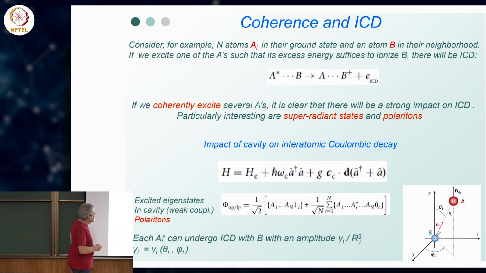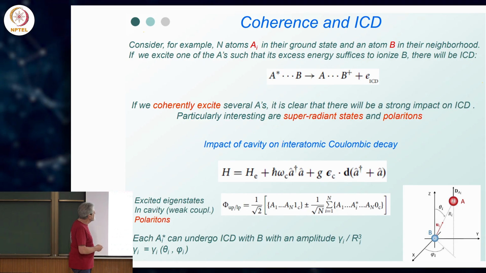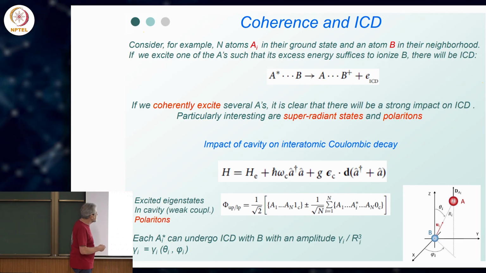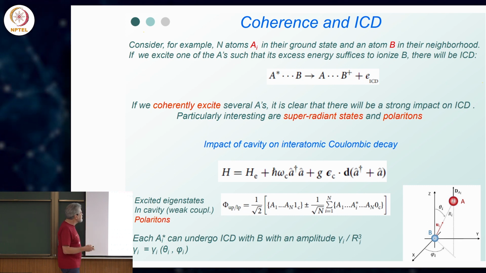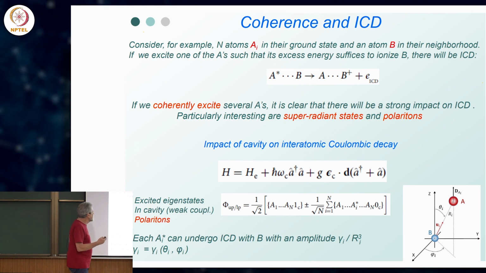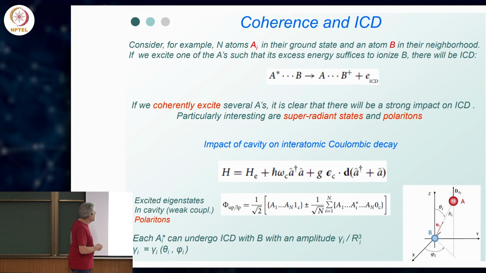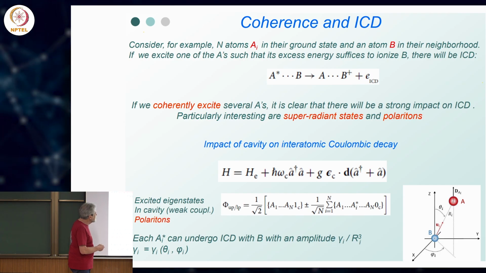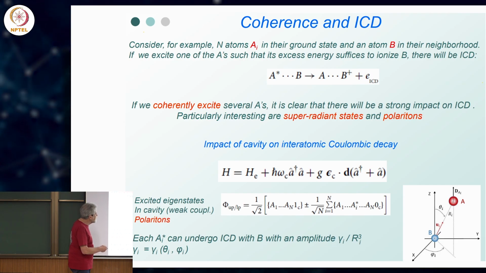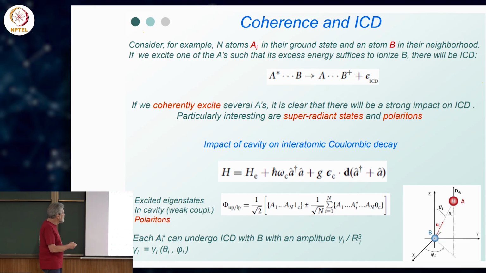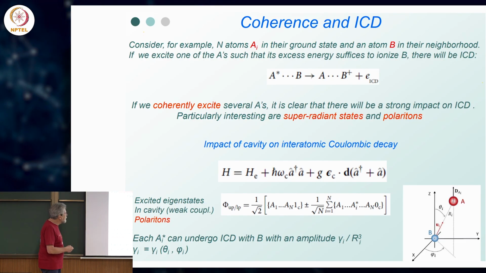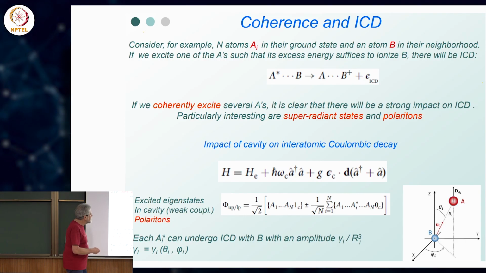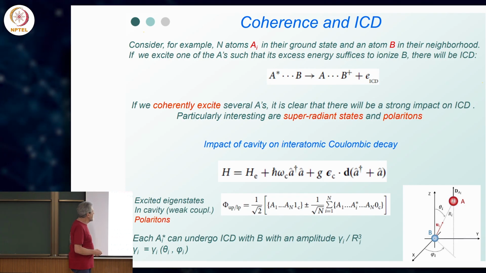Now, if I have A excited and a B, let's say they are all atoms. It's for coherence much simpler to discuss atoms than molecules, because the nuclear dynamics decoheres a lot and it becomes more complicated. If A star has enough excess energy to ionize B, so it goes to A and B plus, and you have the ICD electron, like I showed you several times. But now if we coherently excite several A's, I'll show you examples, it is clear that there will be a strong impact on ICD.